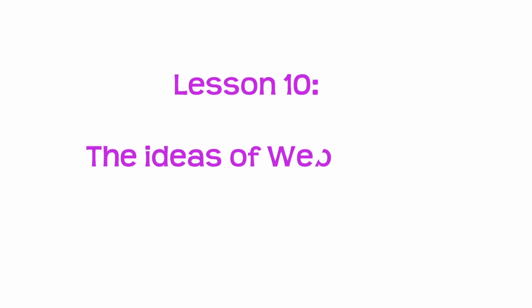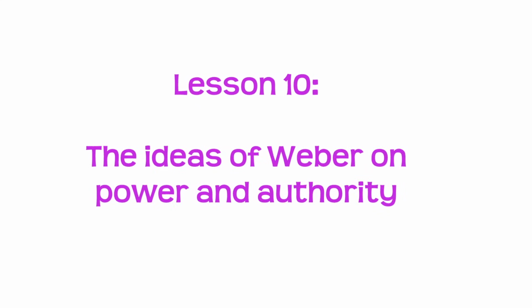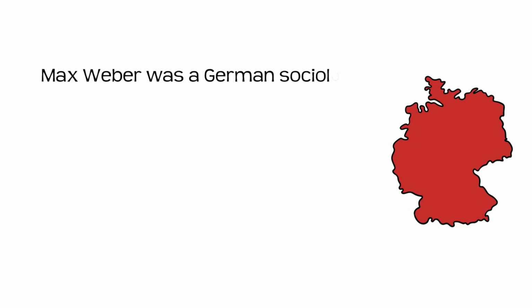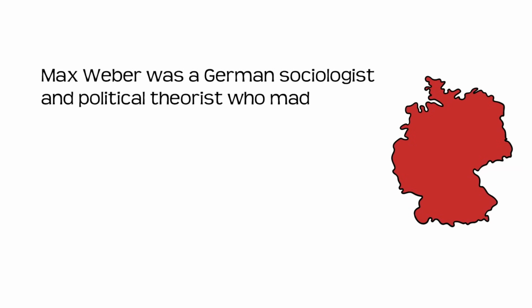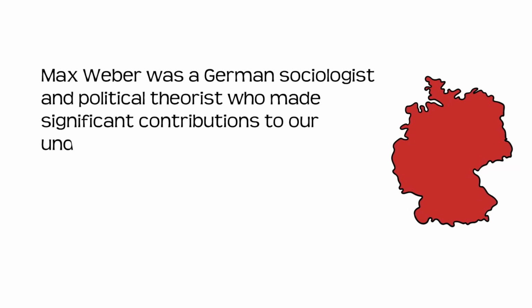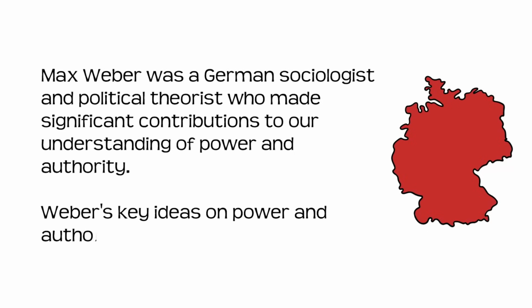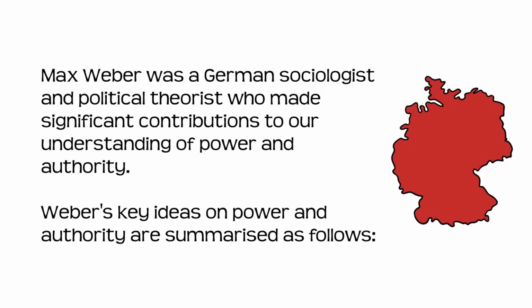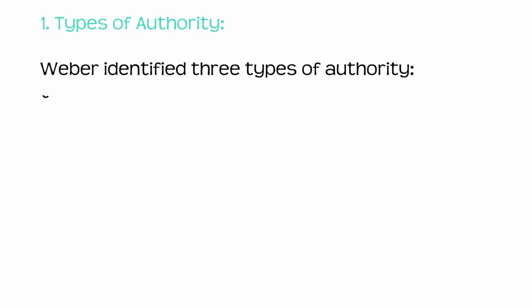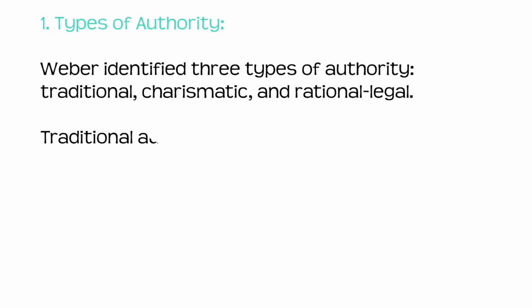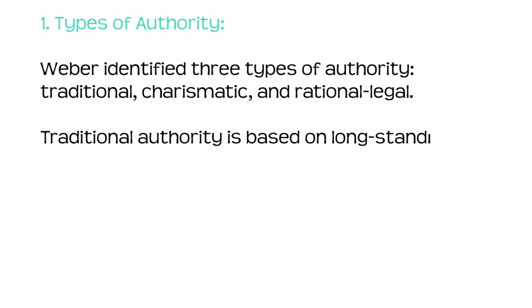Lesson 10. The ideas of Weber on power and authority. Max Weber was a German sociologist and political theorist who made significant contributions to our understanding of power and authority. Weber's key ideas on power and authority are summarised as follows. Number 1. Types of authority. Weber identified 3 types of authority: traditional, charismatic, and rational legal.